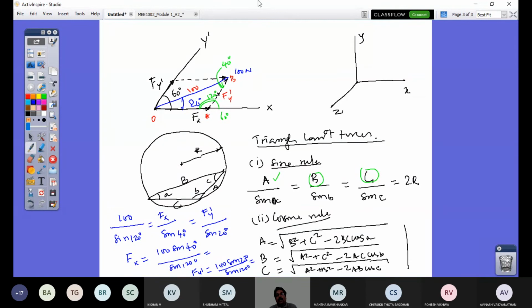So you would be able to answer and tell. They are 100 into sine 40 divided by sine 120. I get 74.22. So the first one is 74.22 Newton, and the second one is 100 into sine 20 divided by sine 120. So it's 39.49. So this value is 39.49 Newton. So these are the two components.